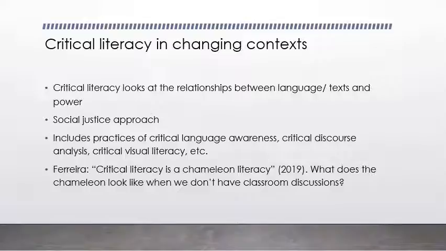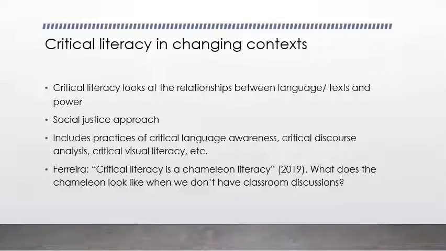But when I'm teaching the essential basic skills at undergrad level, I work with this basic understanding of how texts reinforce or challenge power within a society. So Ferreira's recent chapter on critical literacy says that critical literacy is a chameleon literacy. So it's ever shifting and ever changing within societies.